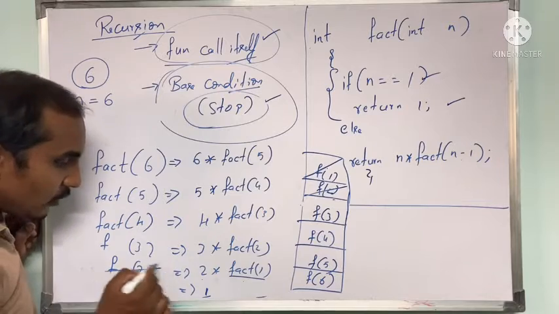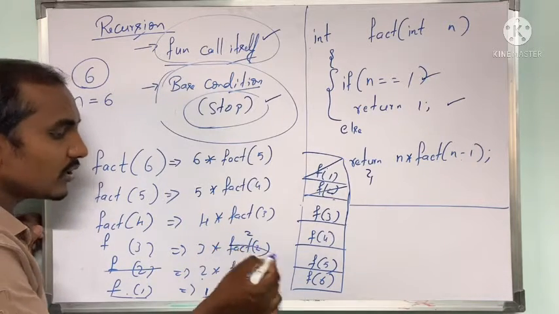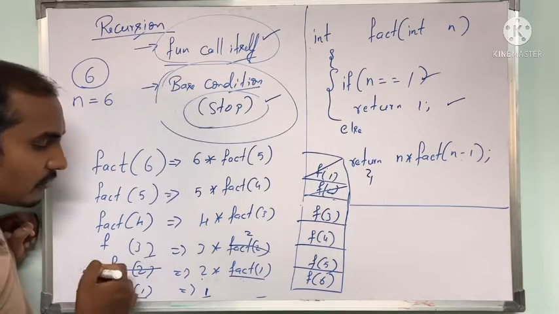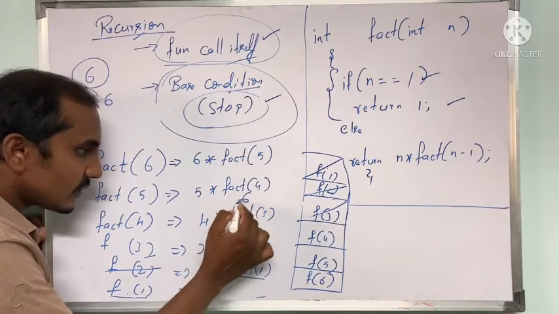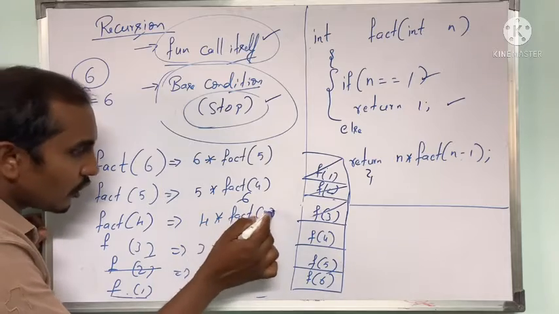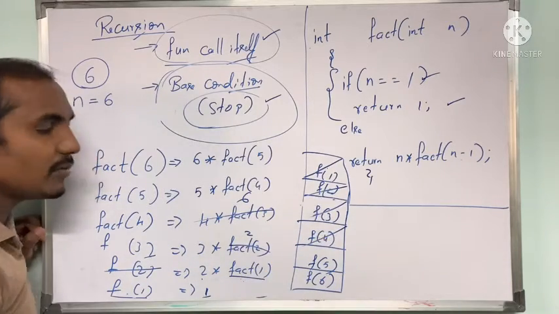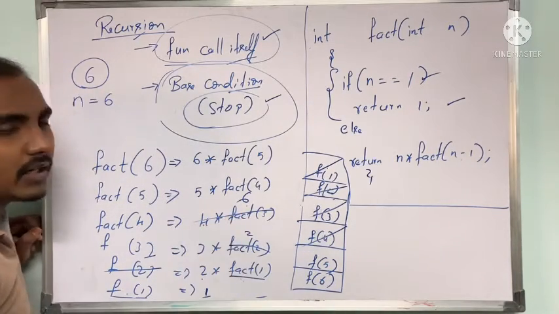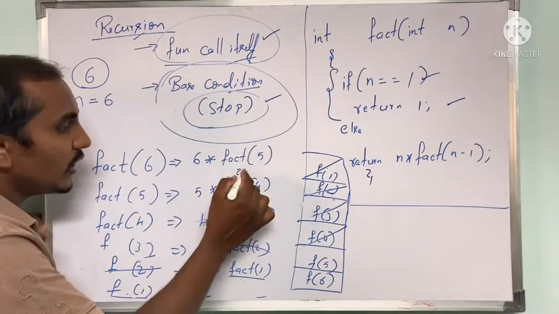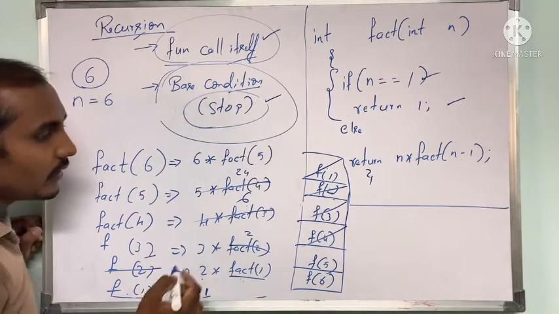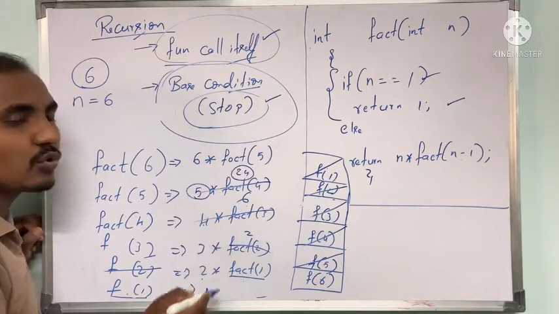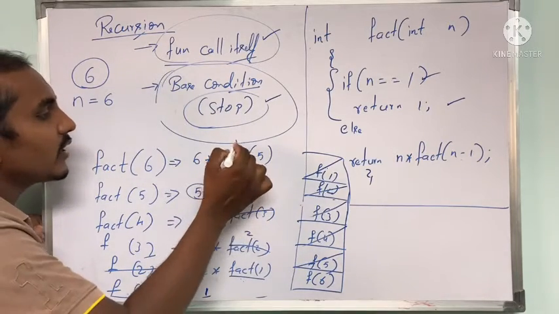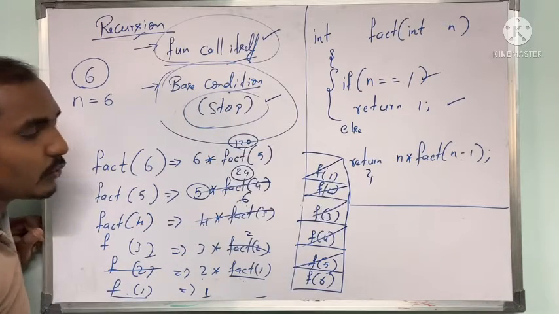And again, this value, that is 2 into 1, which is 2, will be used here, in fact of 3. So this is completed, where I will get the value as 6. And again, we are going to complete fact of 4. We will be multiplying 4 into 6, which is 24. And again, fact of 5 is completed by multiplying these two values. When I multiply these two values, I will get some value like 120.